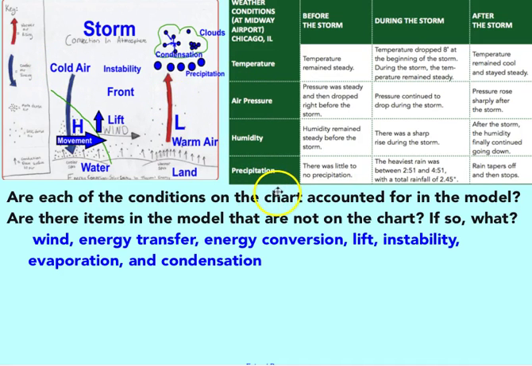But does it show us everything? Well, it doesn't show us wind. We could have had a data table that showed the wind directions. How about energy transfers, energy conversions, lift, instability, evaporation, condensation? These are all things that our model did not show us. Now, condensation, it kind of did, which shows, well, if you have more humidity, more precipitation, obviously you're going to have condensation to make the clouds in order for there to be precipitation.